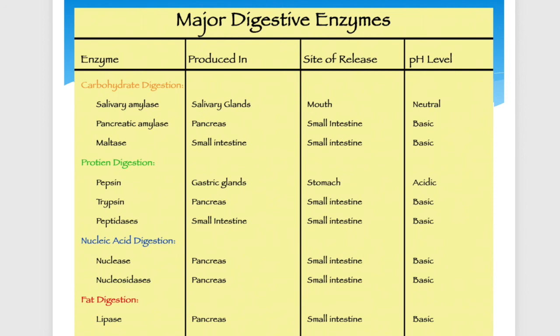So carbs, like we mentioned before, digestion starts in your mouth. You're going to have salivary amylase being released by your salivary glands. The pancreas will produce some, as well as the small intestine. Proteins, you're going to have digestion happening in the stomach and the small intestine. Nucleic acids, because you do need to break down the nucleic acids in your food as well, those enzymes are produced by your pancreas and then released into the small intestine. And then fat digestion will be lipase from the pancreas. That digestion will happen in the small intestine as well.